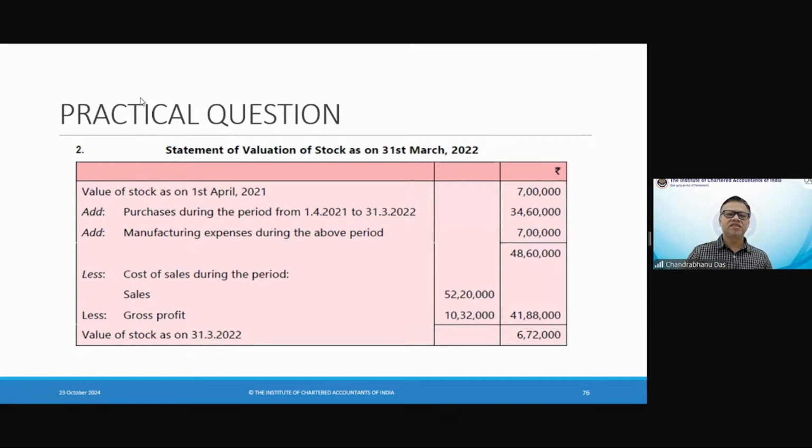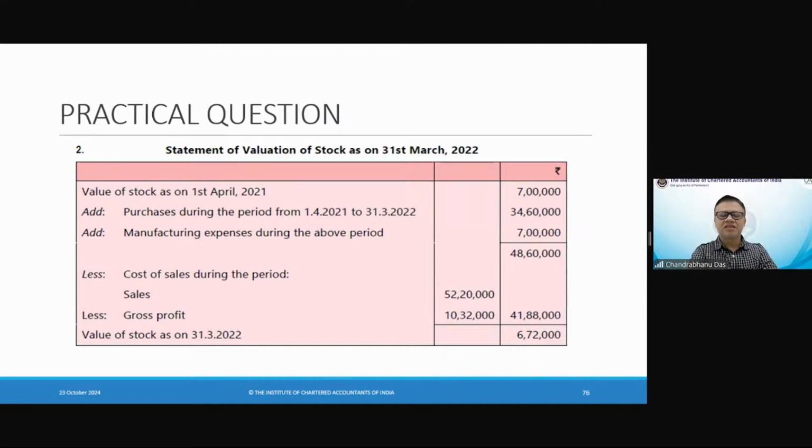Okay, chapter 4 of the inventory, and I am dealing with the practical questions. Somebody asked me which chapter or unit it is, please tell. It is Unit 4, inventory, and in the practical questions of inventory we are going to practical question number 3. Okay, after that we will solve the foundation question.